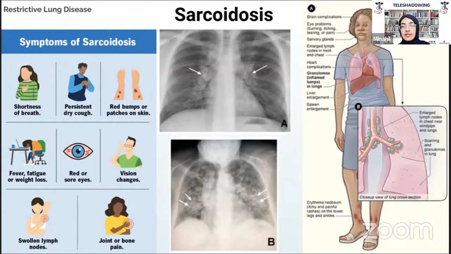You could also do some laboratory testing, which includes ACE levels. ACE stands for angiotensin converting enzyme. There would actually be an elevated serum ACE level for someone with sarcoidosis. They could also present with hypercalcemia, which basically means an increased amount of calcium in the blood, and hypercalciuria, which basically means increased calcium in the urine.